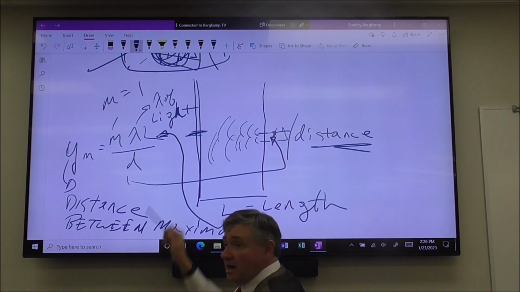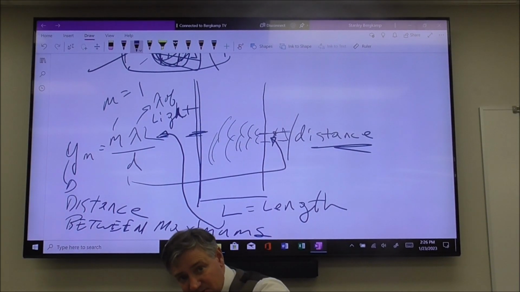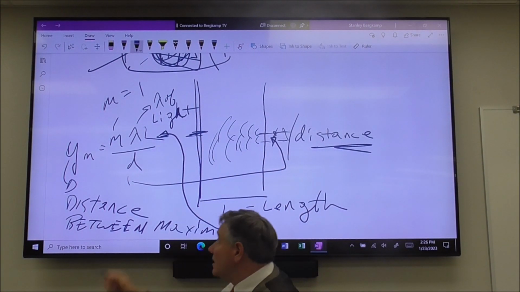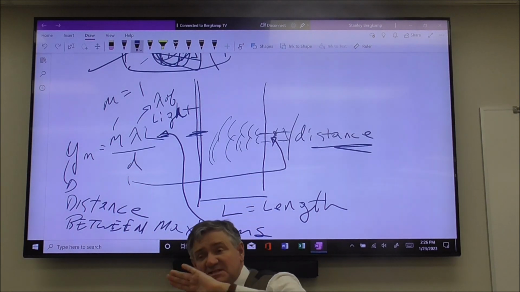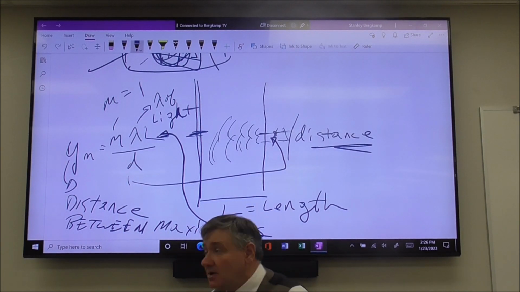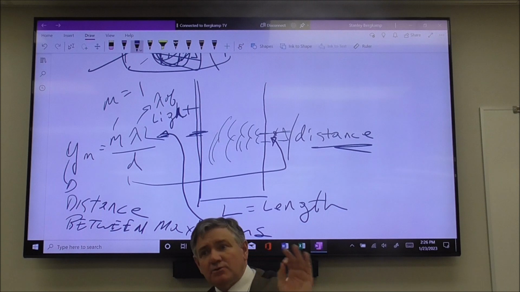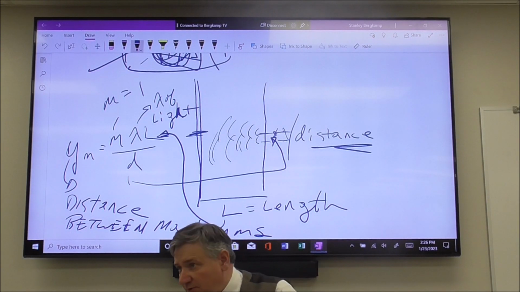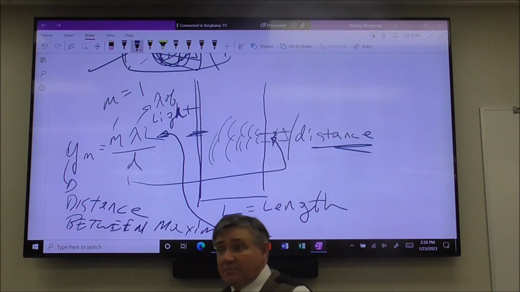So what the M tells you is basically almost like the harmonic. The first harmonic, the one closest to the central maximum, is M equals 1, and M equals 2 would be the second one out. So unless you're specifically told differently, you assume that M equals 1. Unless you're told it's the second or third harmonic, don't even worry about M.